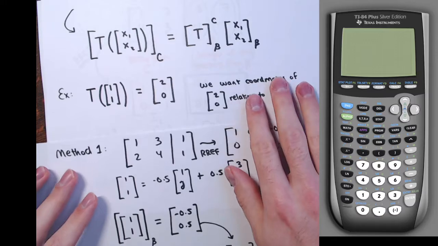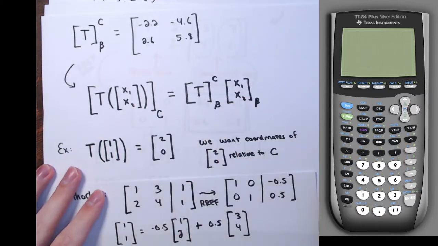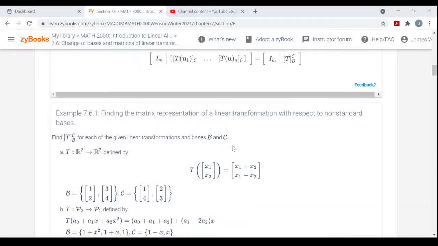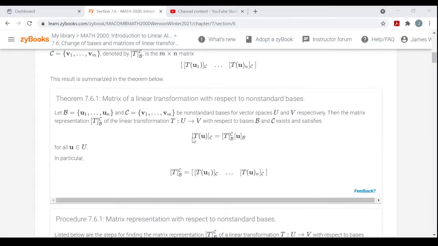So that's all this is saying. That's all this theorem here is saying. Back here, if you plug a vector into T, and you would like to find the coordinates of that vector relative to the basis for the codomain C, you can take this matrix representation you found and multiply it by the coordinates of the input vector relative to the domain basis B. That's what I just did.